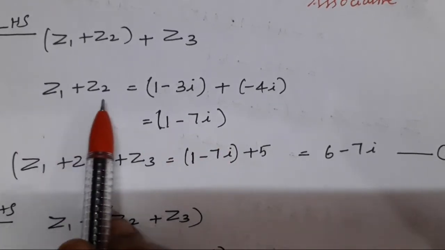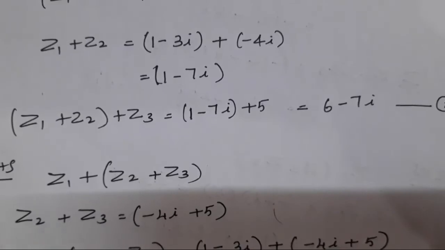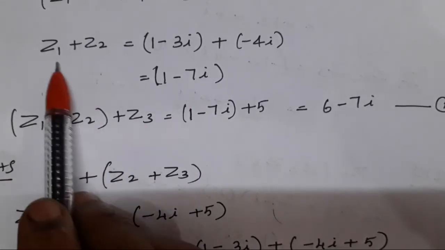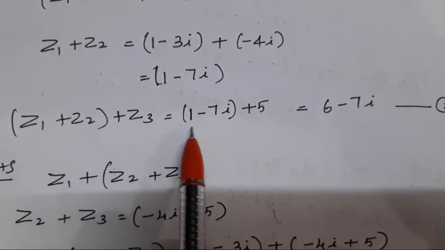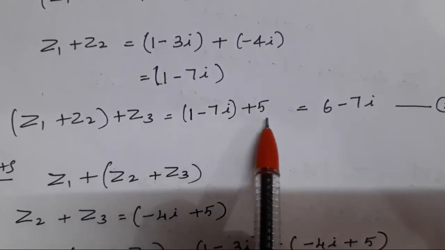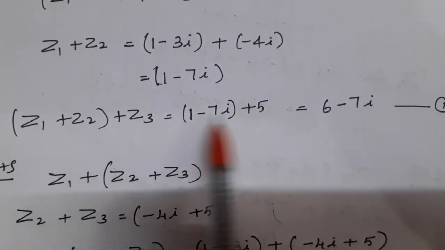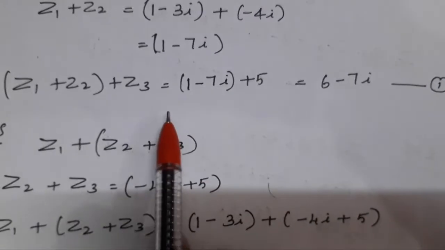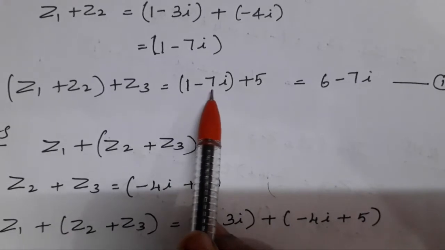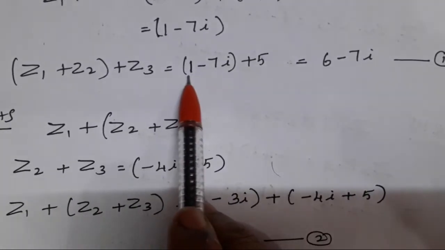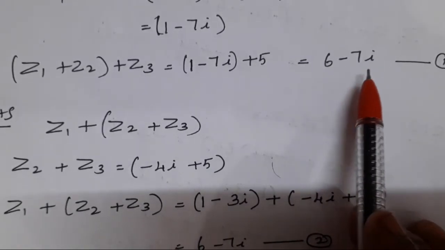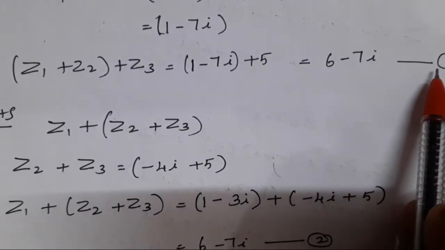First we find Z1 plus Z2, next we find Z1 plus Z2 plus Z3. Z1 plus Z2 is 1 minus 7i, plus Z3, which is given as 5. So 1 is the real part and 5 is also a real part. 1 plus 5 is 6. So 6 minus 7i. This is equation number 1.